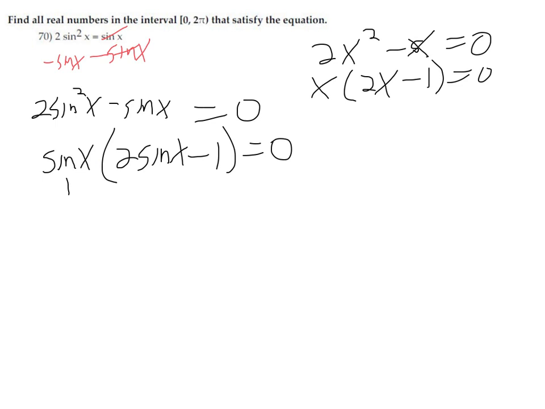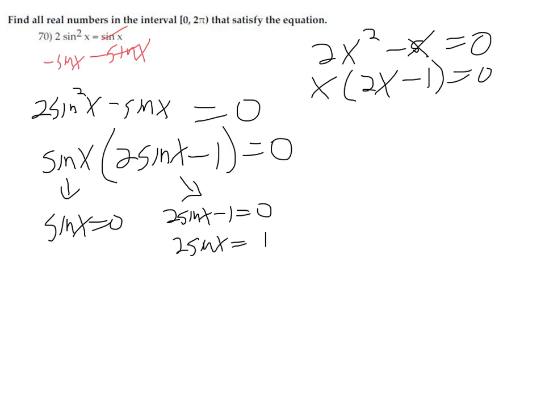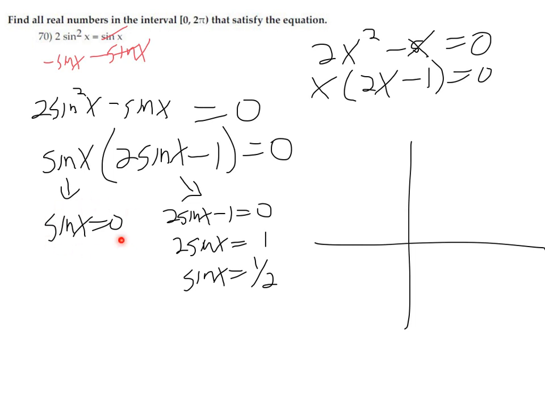Alright, this equation gives us sine x equals 0. And this equation gives us 2 sine x minus 1 equals 0, or 2 sine x equals 1, or sine x equals 1 half. First off, where is sine 0? Well, sine is 0 here and here. So that's 0 and pi.